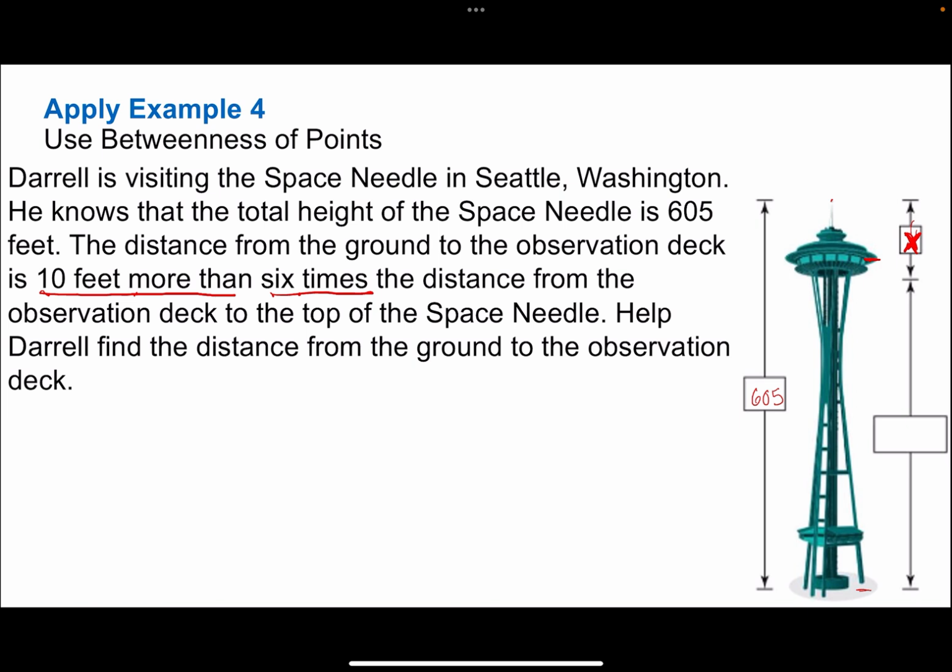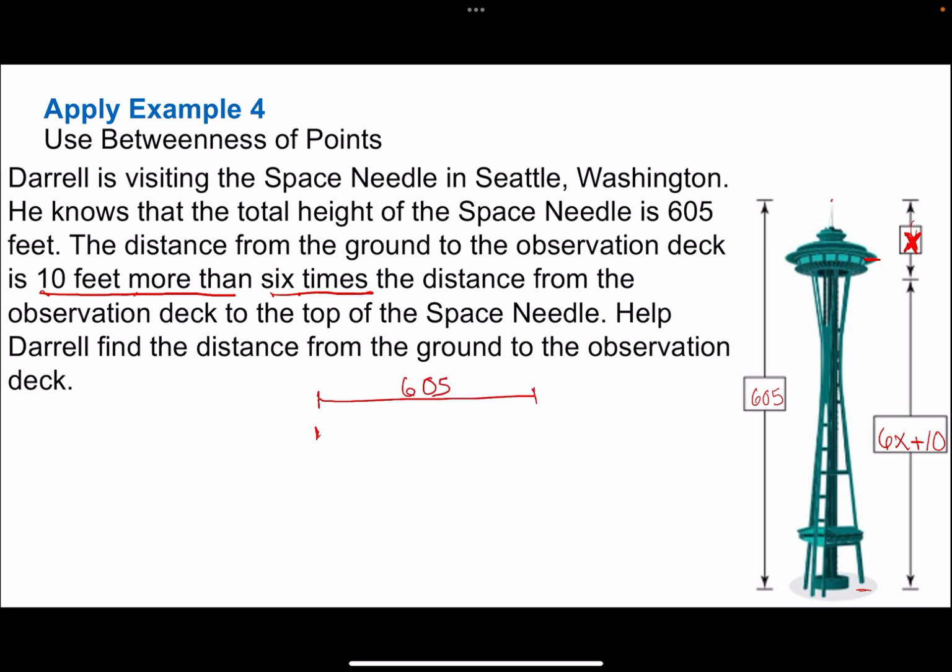And this is 10 more than 6 times x. Well, 6 times x is 6x. If I need 10 more than that, I'm going to add 10 to it. And now we have something similar to what we had a moment ago when we had that segment with this point that was in between, and the whole distance is 605. So from here to here is 605.